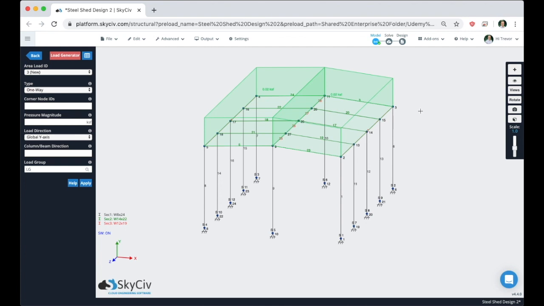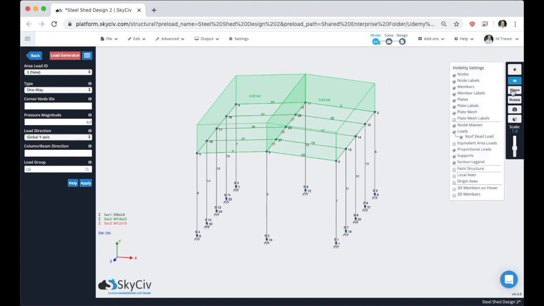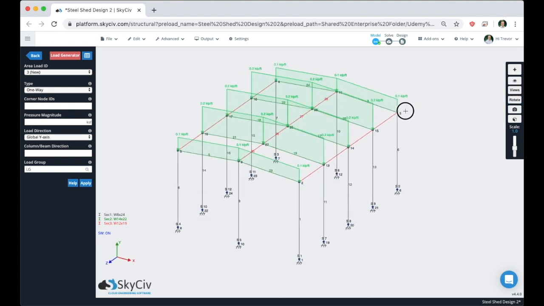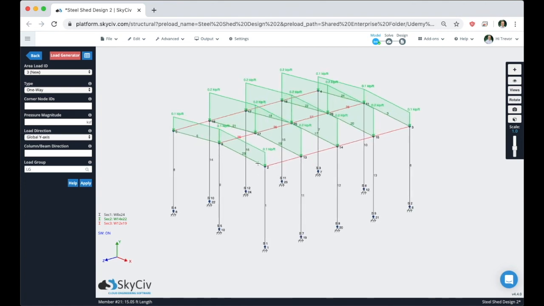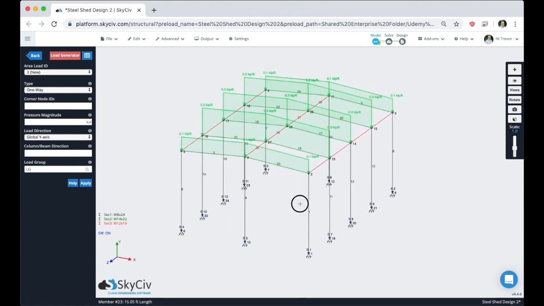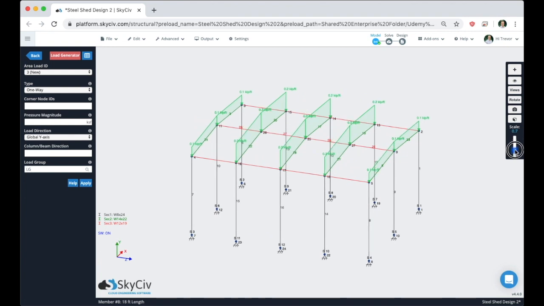So what we want to do now, and we want to get a very good habit of doing this, is turning on the equivalent distributed loads. So you can see that, and again, you won't find this really in any other software. This is something that we pride ourselves on, is having this feature. This is what the solver will actually run with. I'm going to turn the scale down a bit.